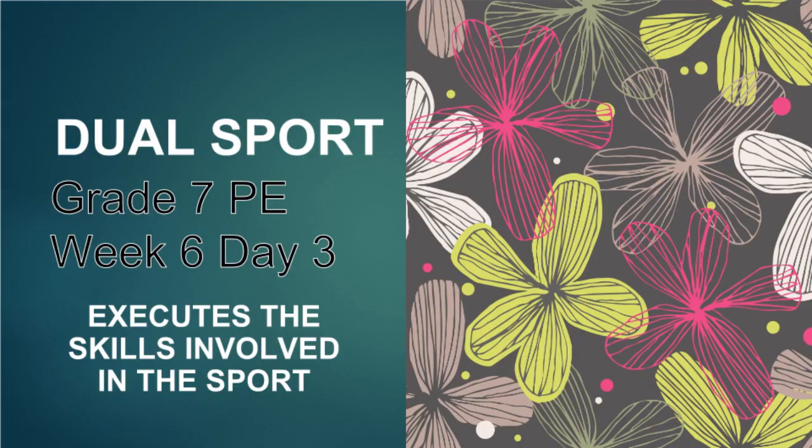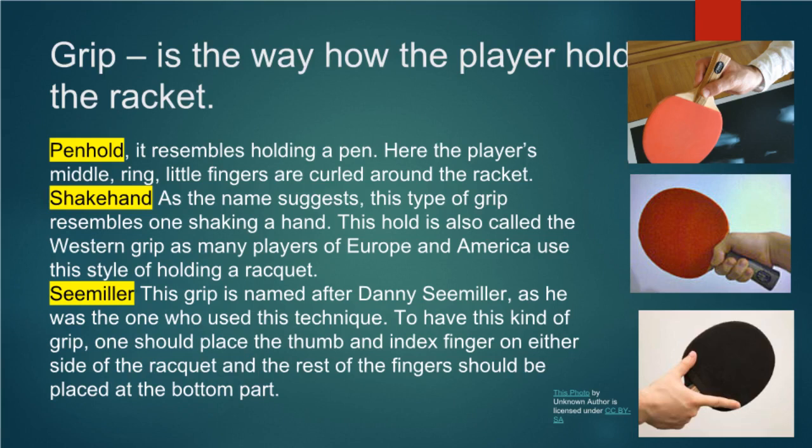Individual sport, Grade 7 PE, Week 6 Day 3. Executes the skills involved in the sport. What are the other basic skills needed in table tennis?